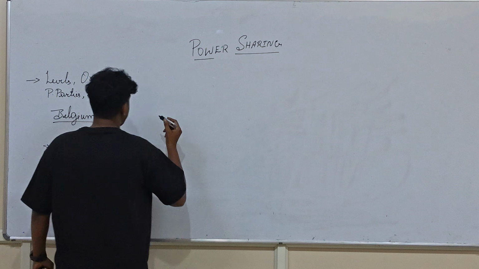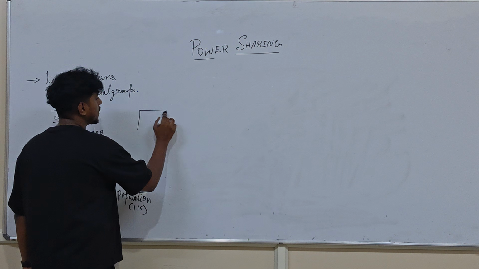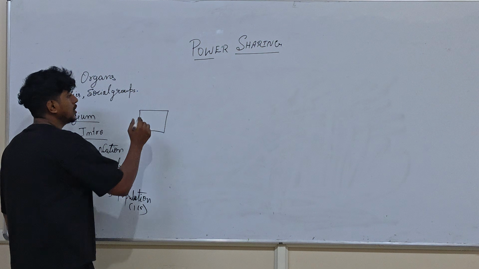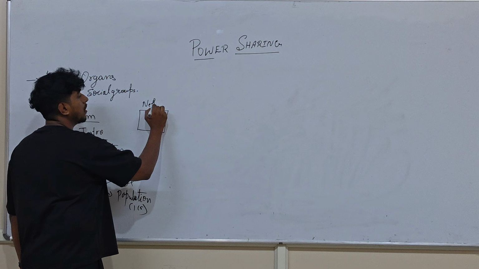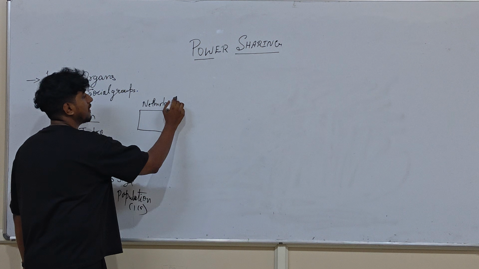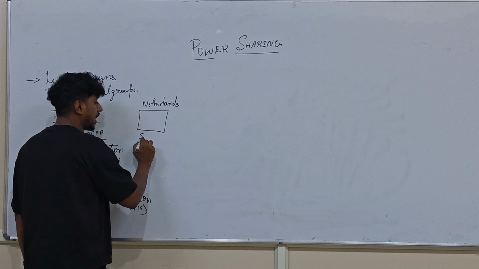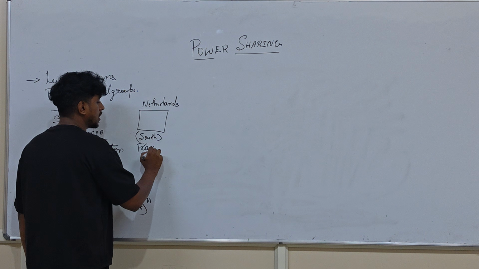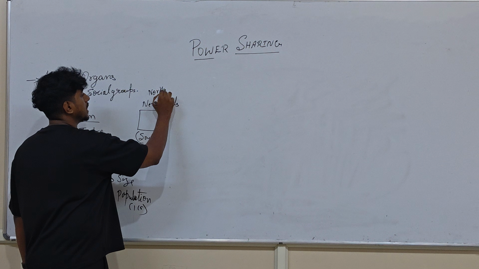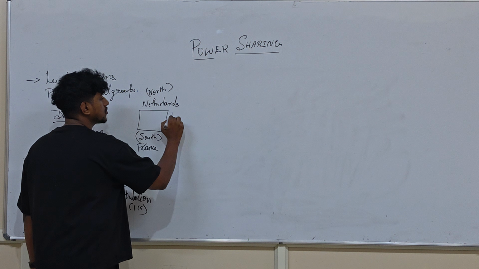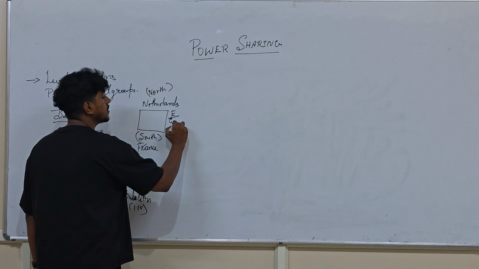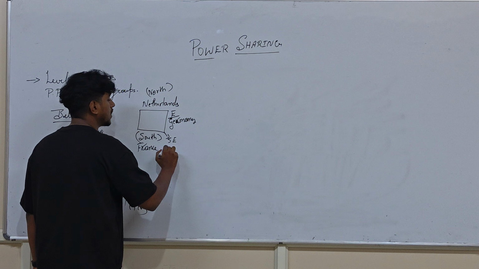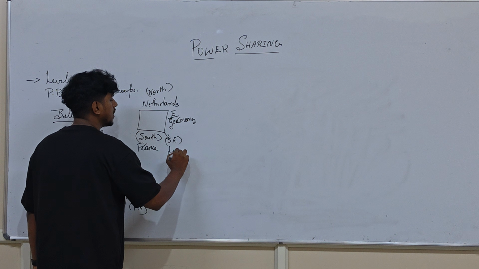Okay? Then, if we consider this particular square or box as Belgium, now we are going to learn about neighboring countries of Belgium. To the north of Belgium, we have a country called Netherlands. To the south, we have France. In the east, we have Germany. In the southeast, we have Luxembourg.